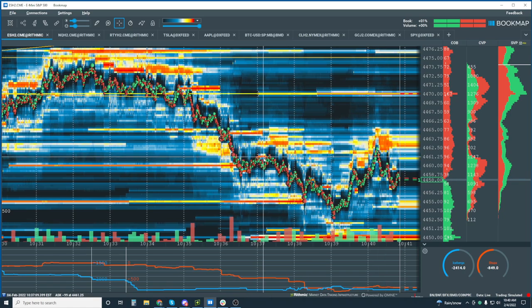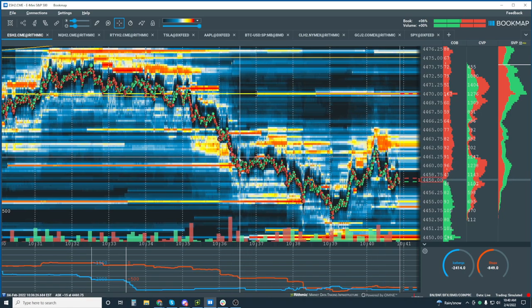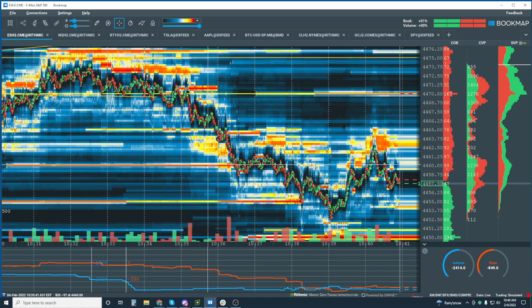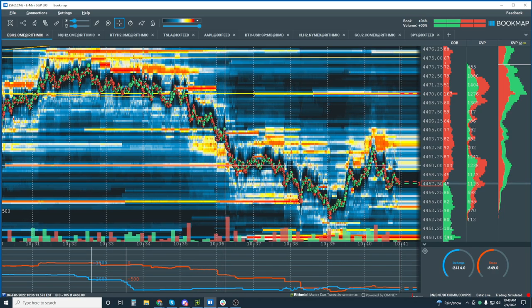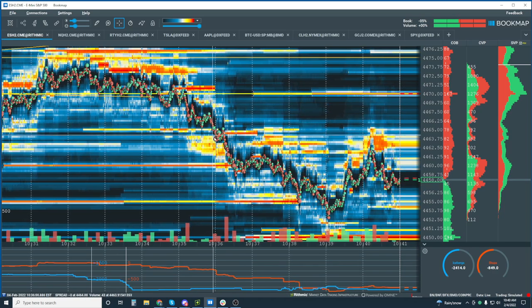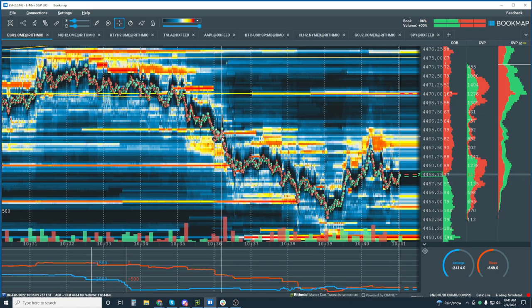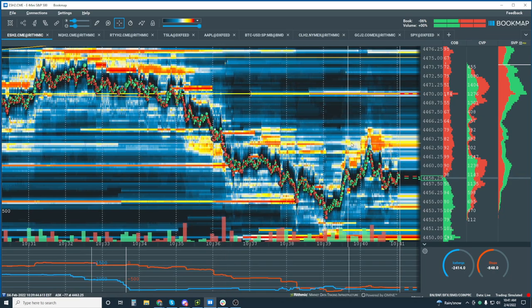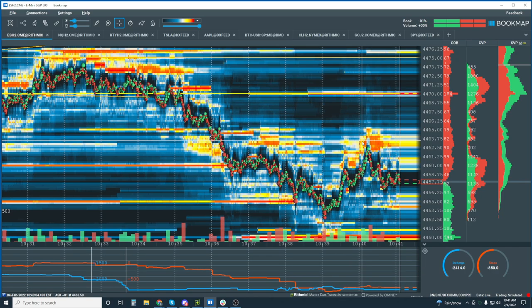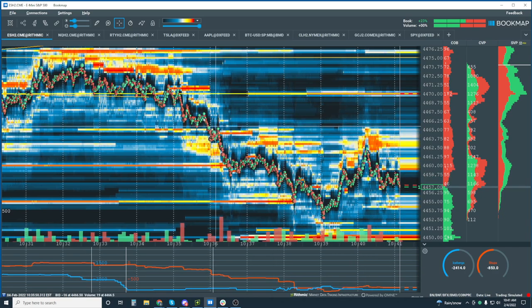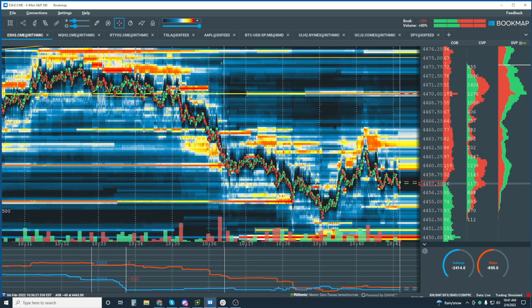So here's our pullback. And look at our clusters of volume and also the transactions here in the order book. The next level would be up here, this cluster and this area where they dropped it. We didn't get back up there, and we're looking for those pullbacks. So we're still bearish now.